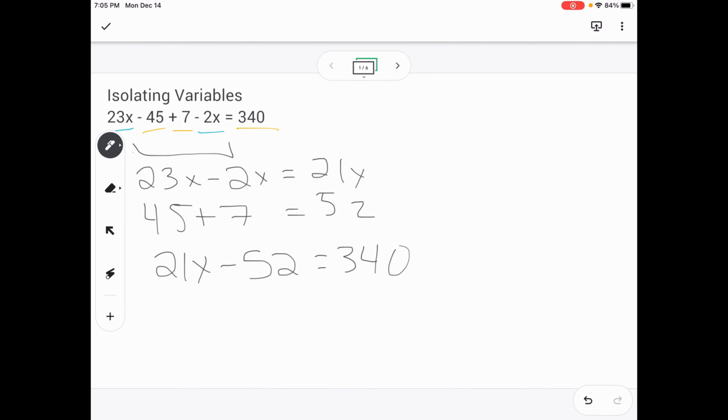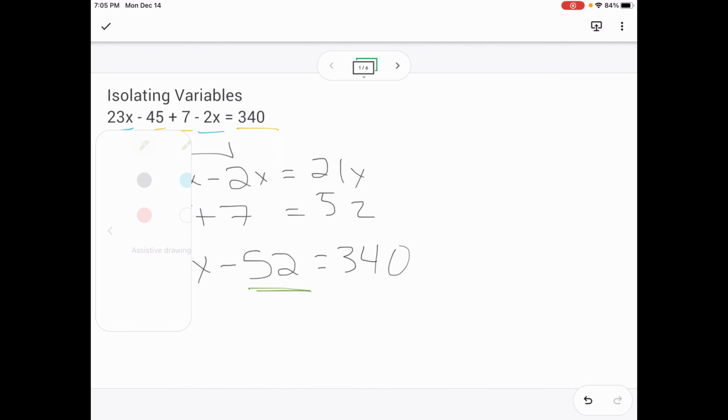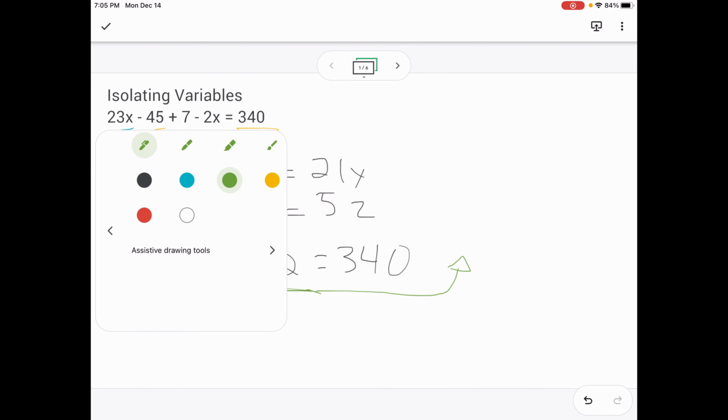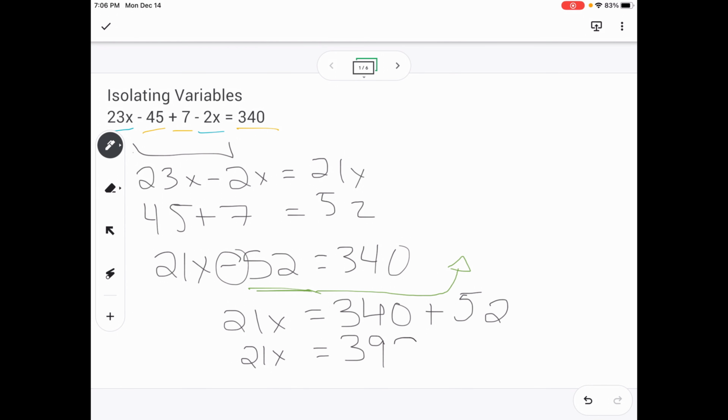So in order to isolate for this x variable, we have to get rid of the constant first, which is this number here. So what we're going to do is bring this number over to this side. And by doing so, we have to change the sign. Every time it passes the equal sign, we change the sign. So it's now 21x equals 340. If this was subtraction, it's now going to be addition. 52. Bring it down again. Then we have to add 340 and 52, which equals 392.